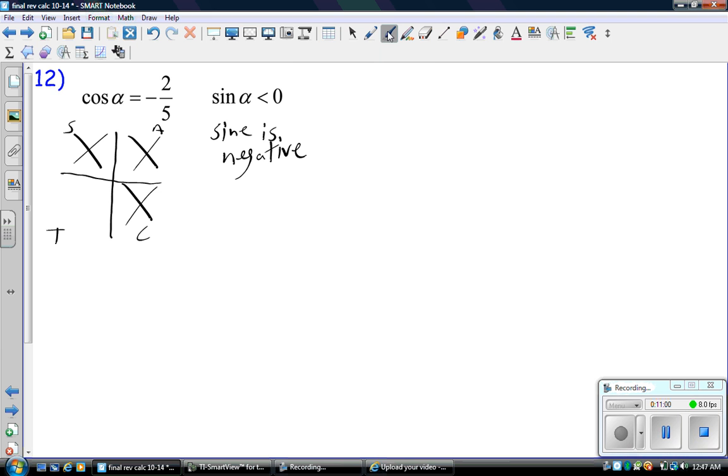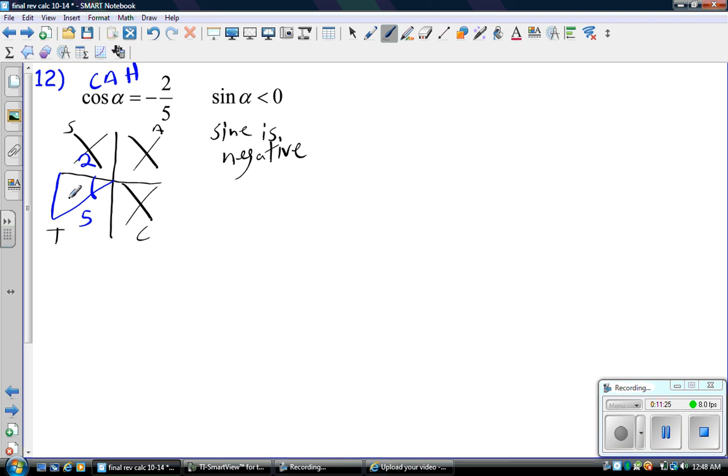So now we can just build ourselves a right triangle. And again, this is not a special right triangle. 2 over 5 is not going to be a special right triangle, but no big deal. Remember that cosine, think SOHCAHTOA, cosine means adjacent over hypotenuse. So from my reference angle, adjacent is 2, hypotenuse is 5.